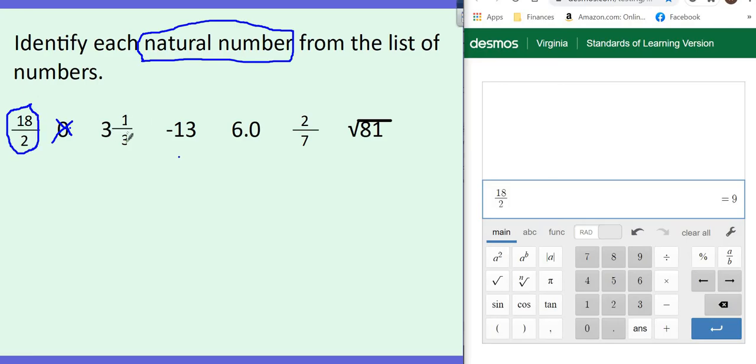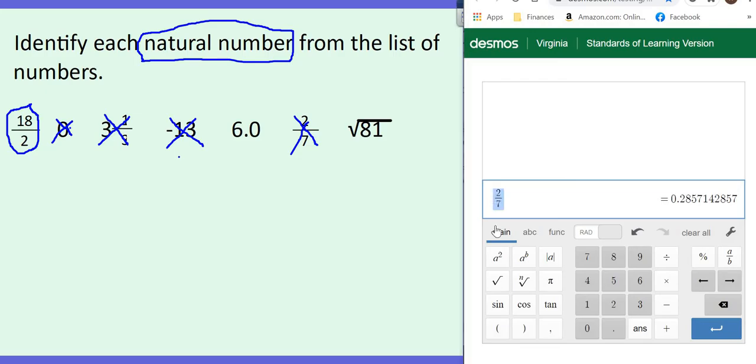Uh-oh, this one has a fraction in it, okay? It's rational, but it is not natural because my natural numbers that I learned in kindergarten did not have decimals. Negative numbers, nope, those are integers. We definitely didn't learn about negative numbers in kindergarten. Now, I'm going to skip 6.0 for a second and go to 2/7. I'm going to go ahead and put it in my calculator. And if you see, it's got decimals, so that's definitely not a natural number.